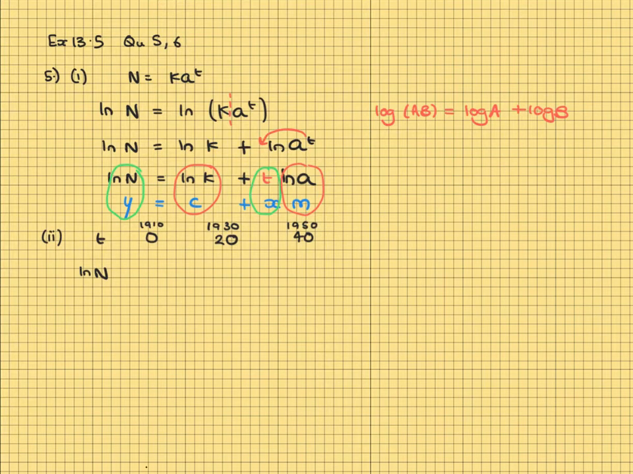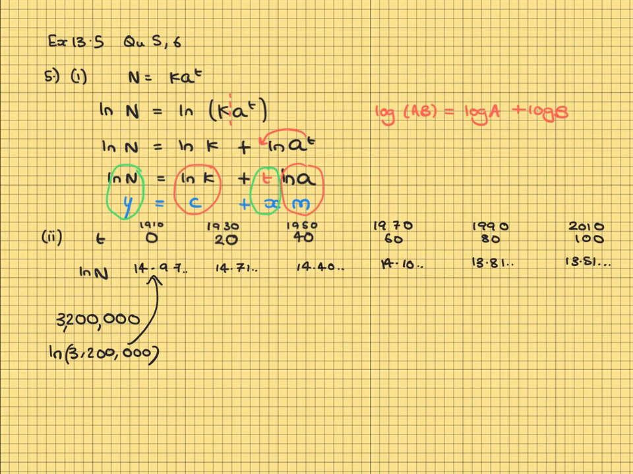Now we must be careful when calculating ln n. If you look at the table, for 1910, it gives you, against the number of trees, 3,200, but actually we need to multiply that number by 1,000 to get the true number of trees. Remember, it tells you in the question just underneath the table, the number of trees is measured in thousands. So here, when I calculate ln of n, I'm going to calculate ln of 3,200,000, not ln of 3,200. So here is our completed table.